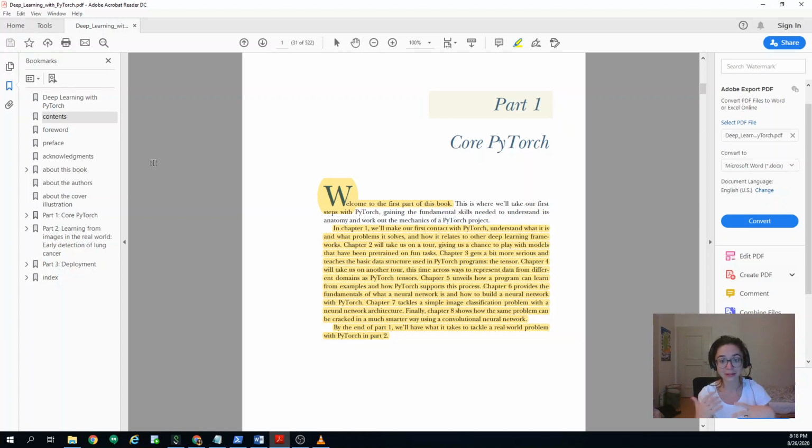And then chapter 6 covers the fundamentals of neural networks and how to build neural networks with PyTorch. Then chapter 7 tackles a simple image classification problem, and chapter 8 shows how the same problem can be cracked in a much smarter way if, instead of a plain neural network, you use a convolutional neural network, which is another type of model architecture. So by the end of part 1 we will have what it takes to tackle a real-world problem with PyTorch in part 2.